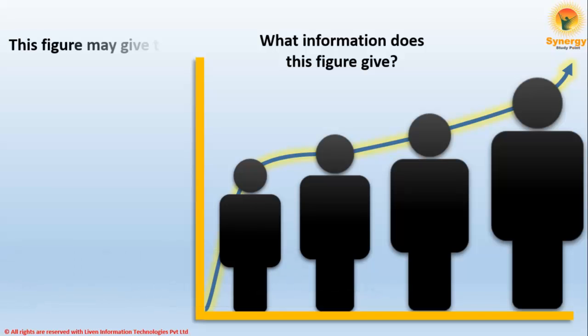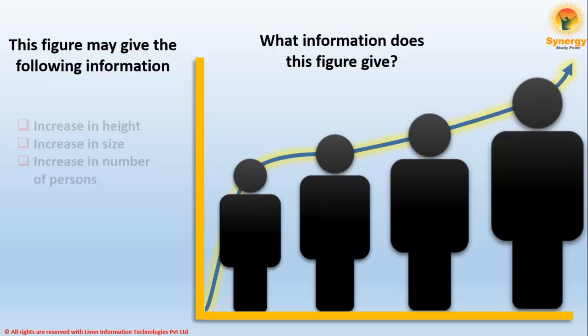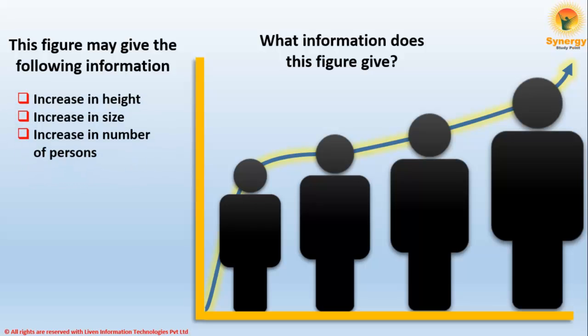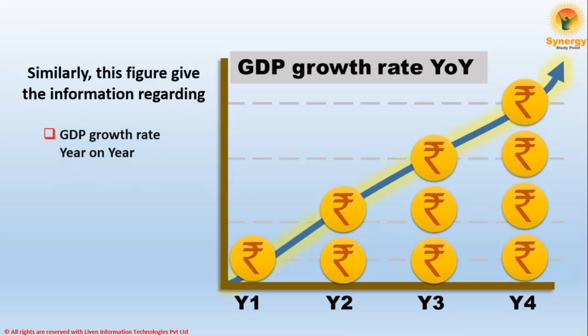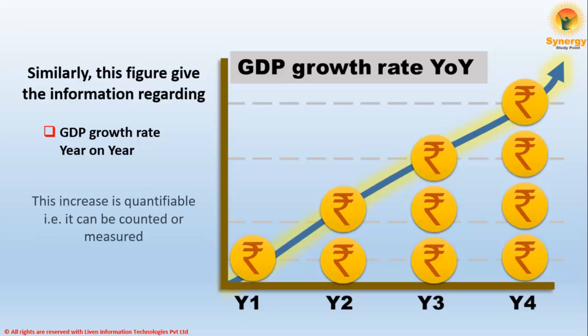This figure may give the following information. Probably it shows an increase in height, or an increase in size, or an increase in the number of persons. Similarly, this figure gives the following information regarding GDP growth rate year on year. This increase is quantifiable, that is, it can be counted or measured. Thus, this increase, which is quantifiable, is equal to growth.